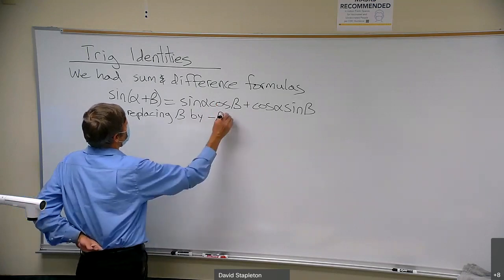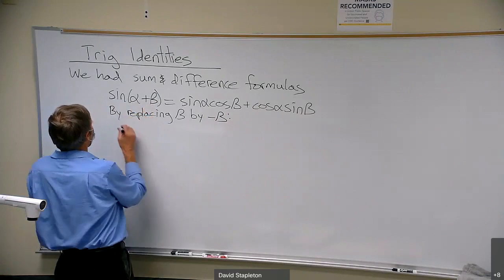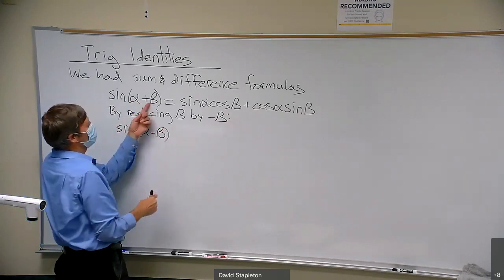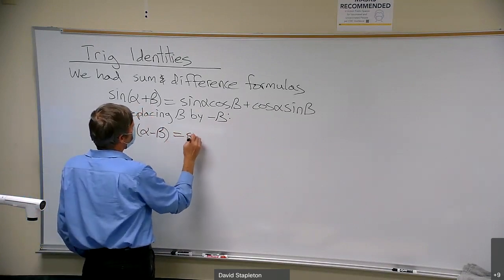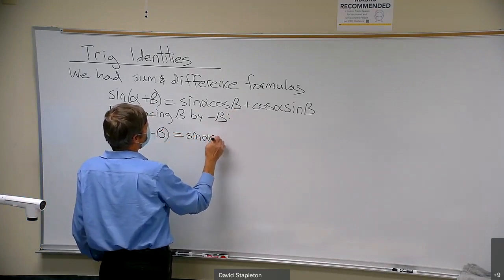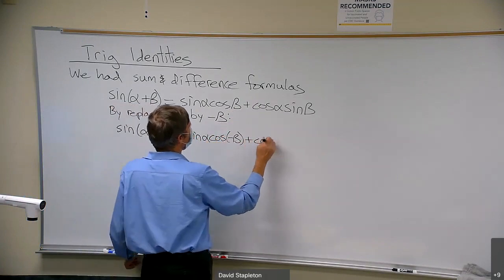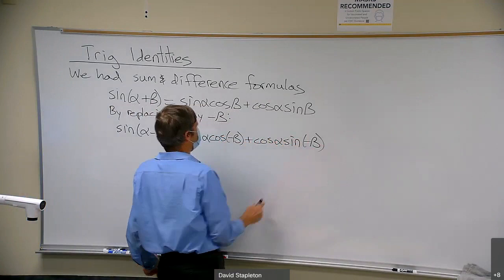What do we get out of this? Alpha plus minus beta is also sine of alpha minus beta. So we say if this holds for beta, it holds for minus beta. Beta is arbitrary. And then we have cosine of minus beta. I'll write that in here. Plus cosine alpha sine minus beta, right? So we get that instead.